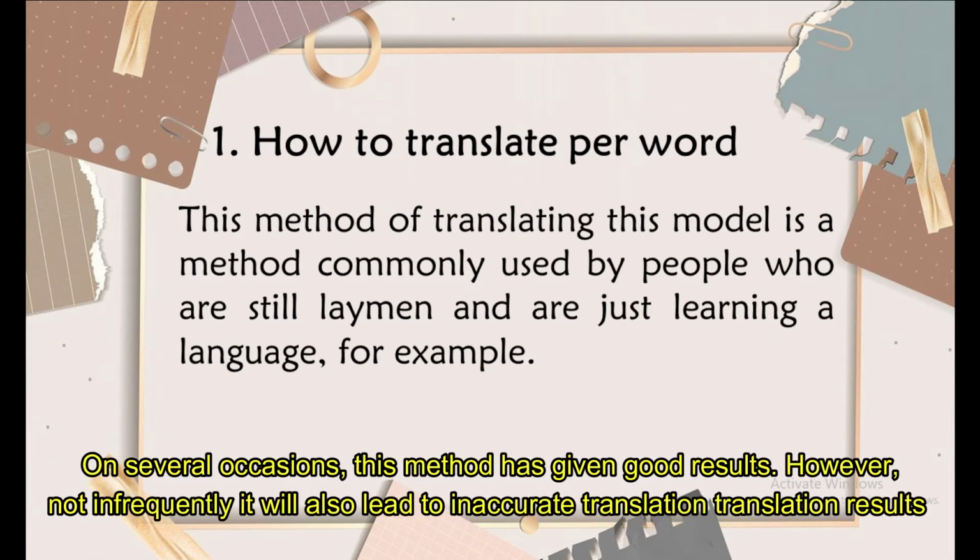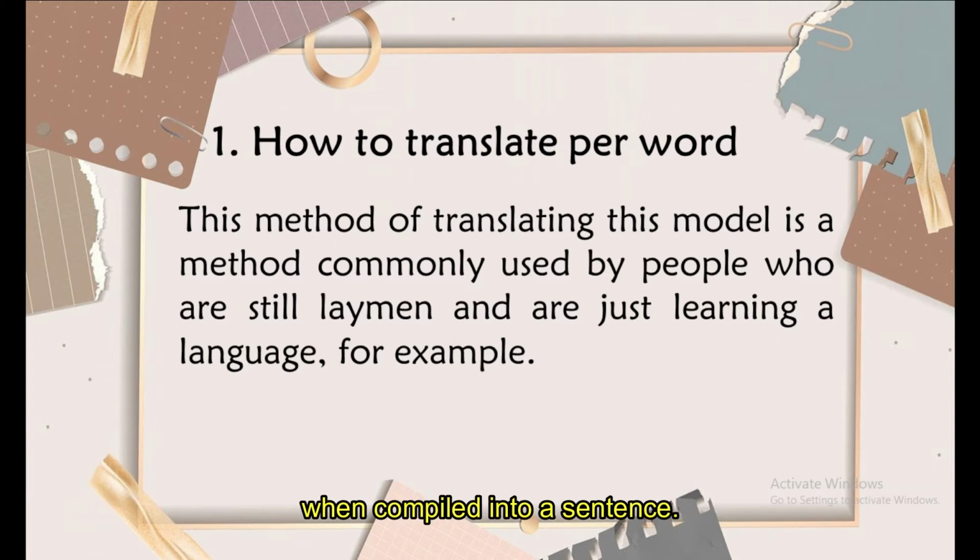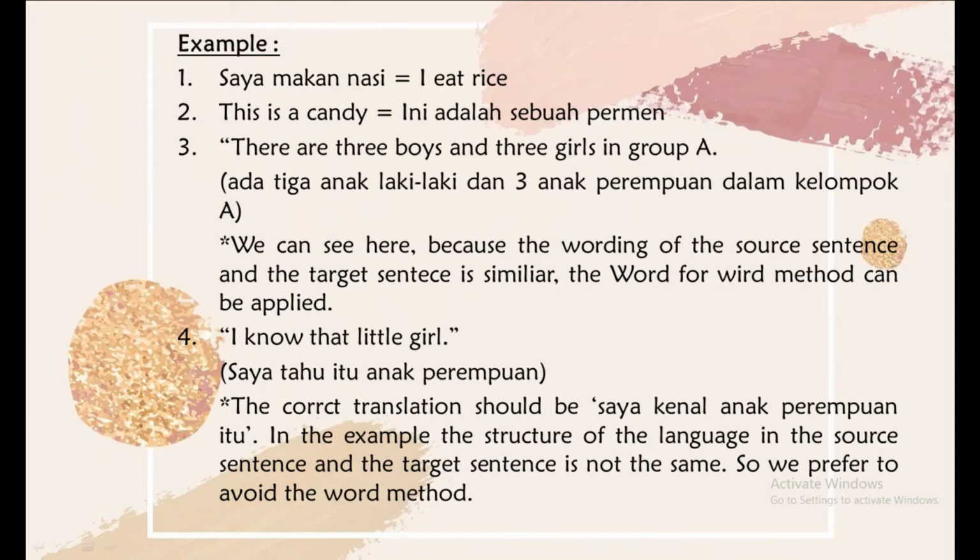On several occasions, this method has given good results. However, not infrequently, it will also lead to inaccurate translated results when compiled into a sentence. For example, saya makan nasi, I eat rice. This is a candy. Ini adalah sebuah permen.